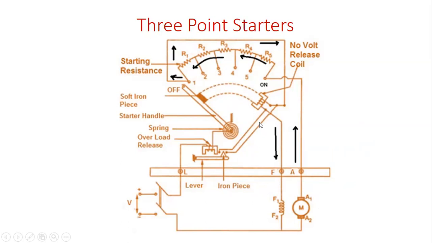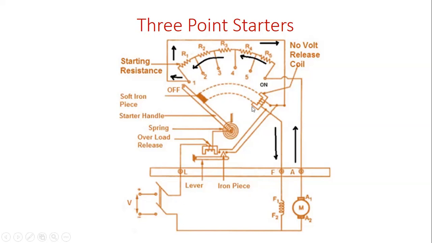Suppose I want to increase the field current, or I want to decrease the field current. What happens here? It will affect this region also. If I decrease the field current by using a resistance, what happens? The no voltage release coil current also will be reduced.